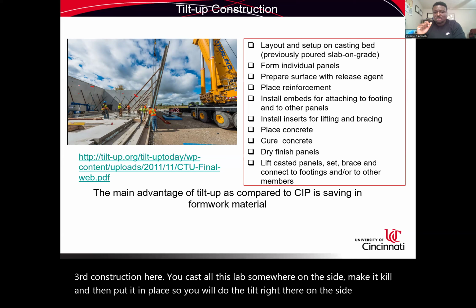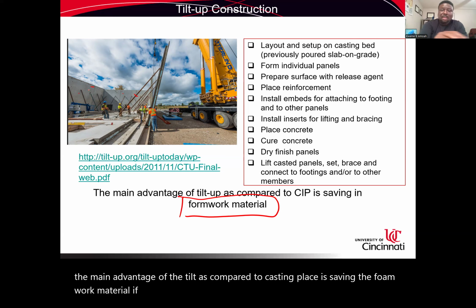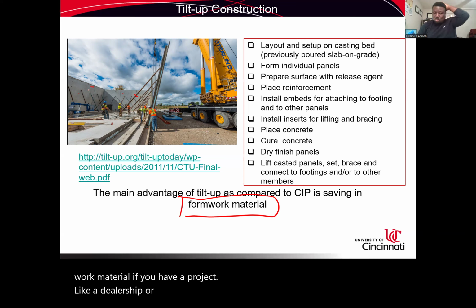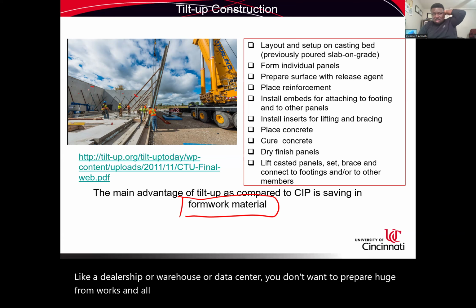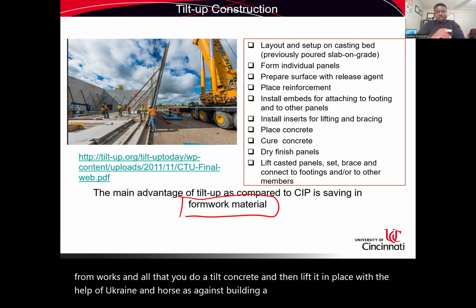So the main advantage of the tilt as compared to cast in place is saving the formwork material. If you have a project like a dealership or warehouse or data center, you don't want to prepare huge formworks and all that. You do a tilt concrete and then lift it in place with the help of your crane and hoist, as against building a huge formwork for this project, right?